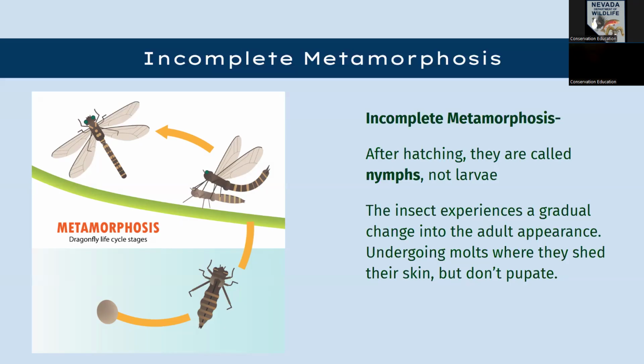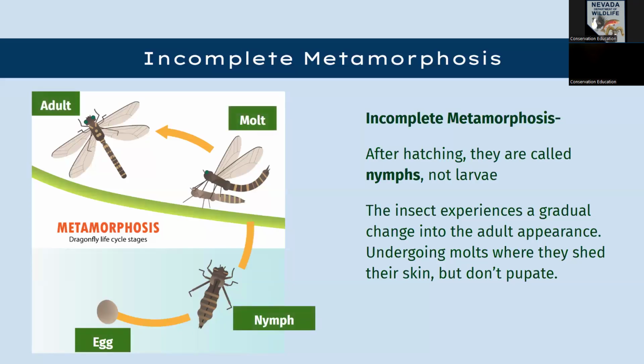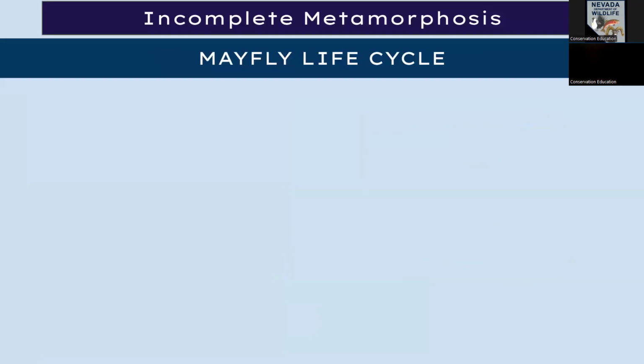They're going to molt. That's kind of like if you think of a snake shedding its skin, or like cicadas dropping their exoskeleton. It's essentially just shedding that outer layer a couple times through their nymph stage. And this is allowing them to change more gradually instead of that drastic change. So again, egg, nymph, molt, and then into an adult. And then we're going to show you, just like we did with the caddisfly, in specific examples.